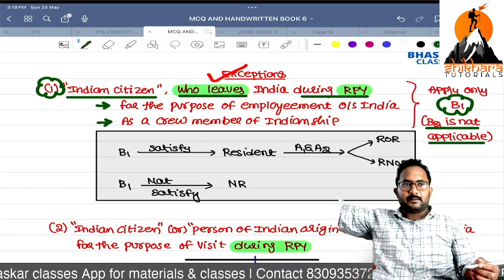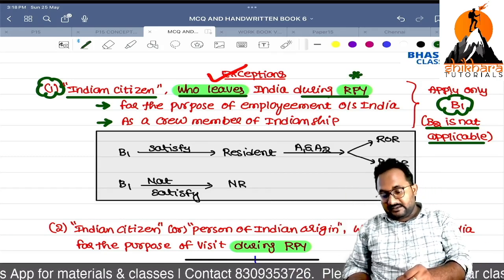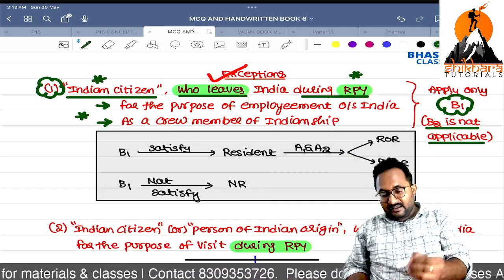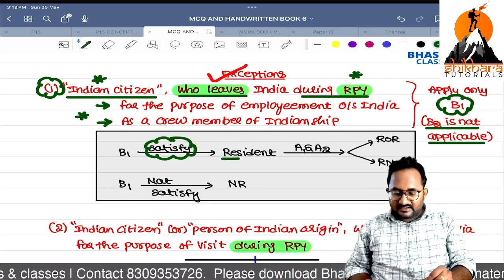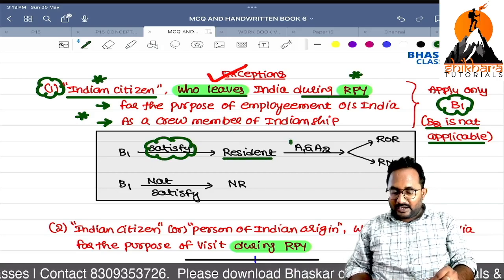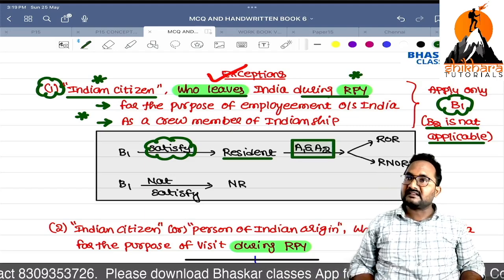Now, is this exception applicable? No. During the relevant previous year, he left India for this purpose, and that fellow must be an Indian citizen. Sir, if B1 is satisfied, then what is the answer? Resident. If he is a resident, we have to find out the ordinary status by using what? Additional condition 1 and additional condition 2.